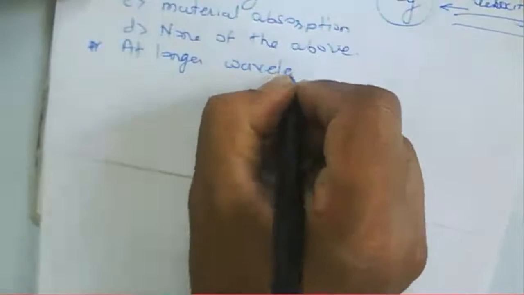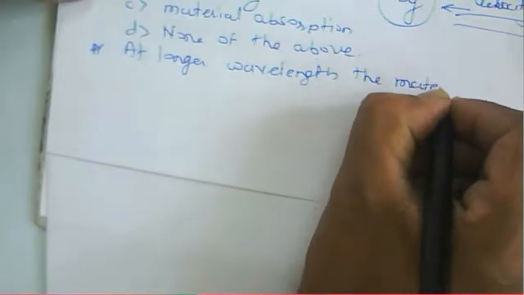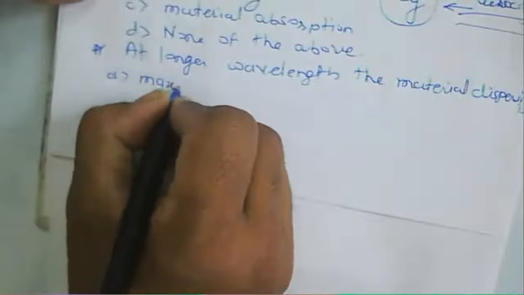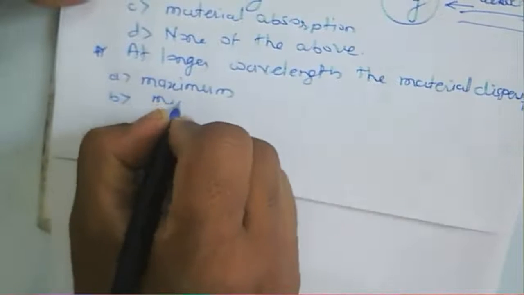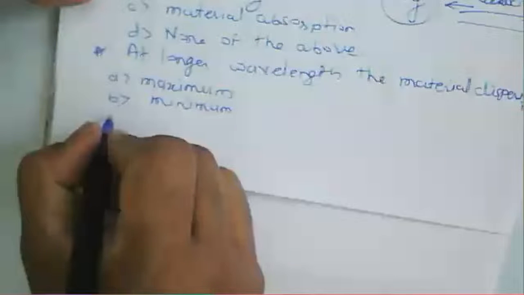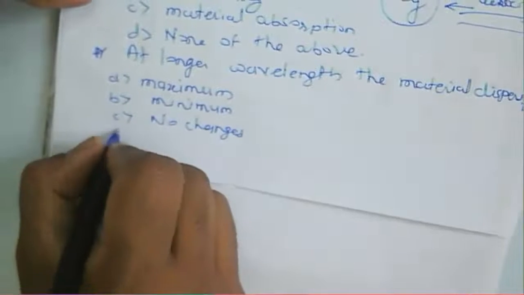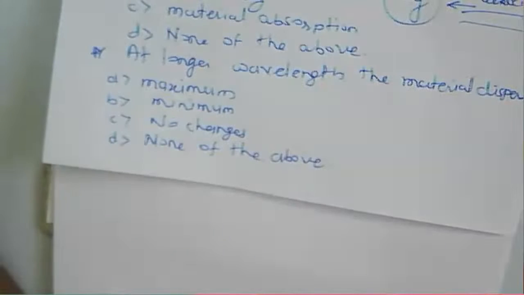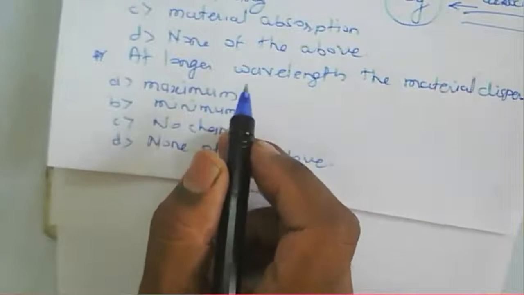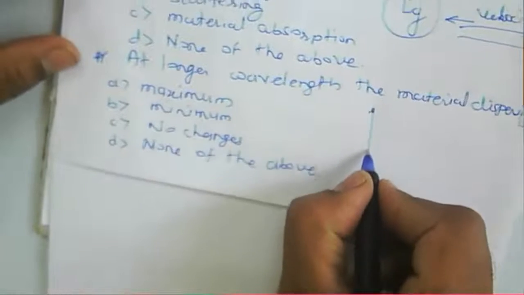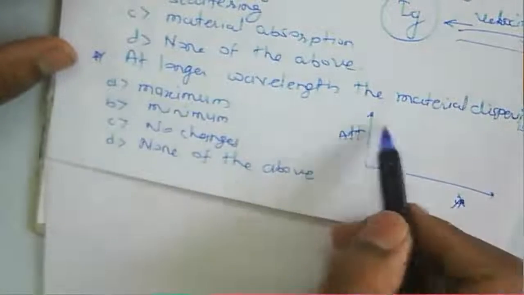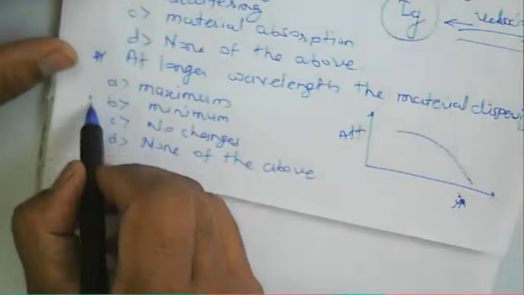Then last one. At longer wavelength, the material dispersion is A, maximum, then B, minimum, C, no changes here, and D, none of the above. What is the answer for this? At a longer wavelength, the material dispersion. Okay, because if you see a graph with respect to wavelength and the attenuation or dispersion, at a longer wavelength, if you see the graph, the material dispersion will be a minimum here.